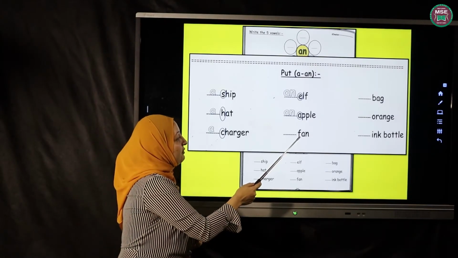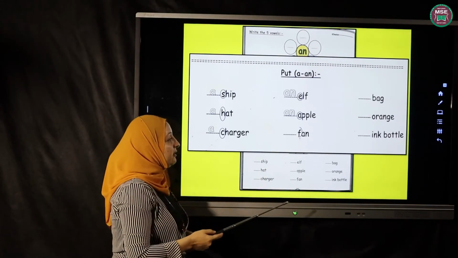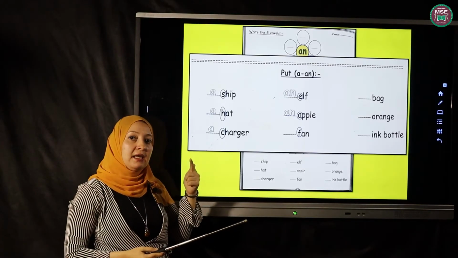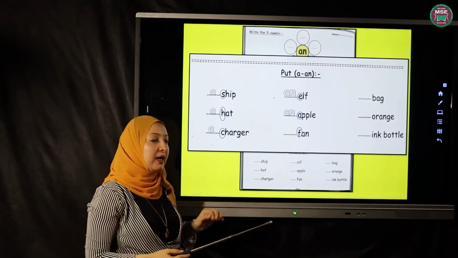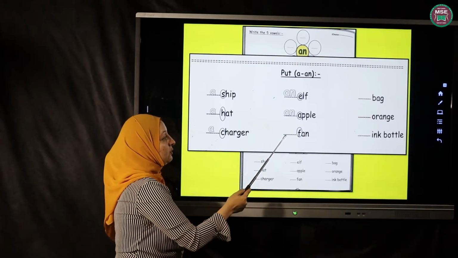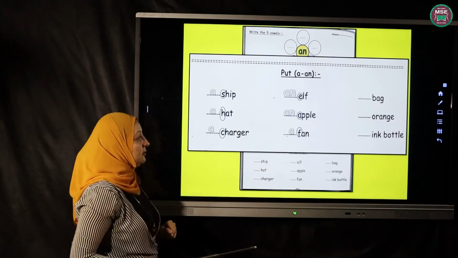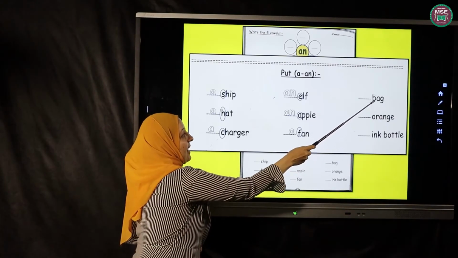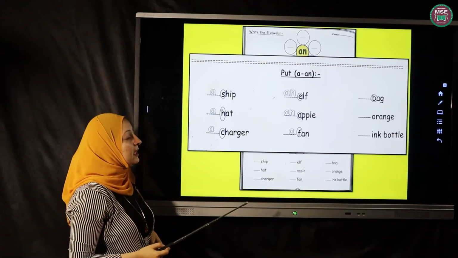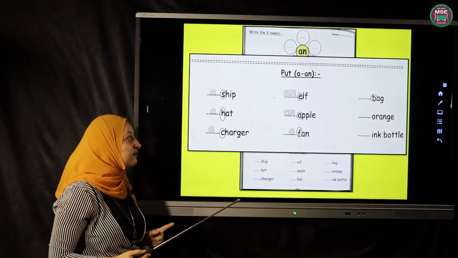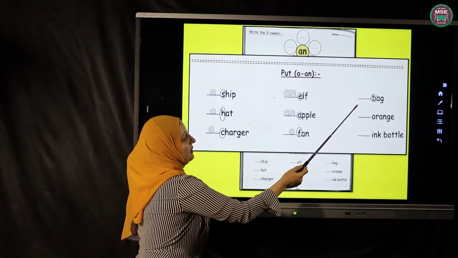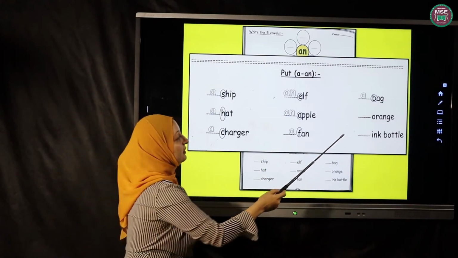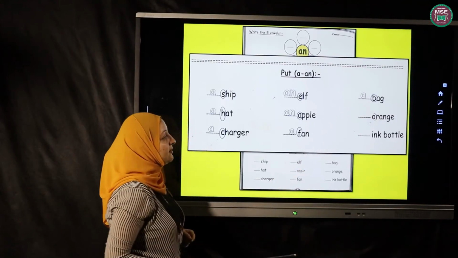Let's move to this word, fan. We circle the first letter, which is F. Okay, is F one of the 5 vowels? A, E, I, O, U. I didn't say F. So we will put Mr. A. Okay, let's go to the other exercise here. Bag, circle the first letter, B. Is B one of the 5 vowels? Ask yourself this question, always. B is not one of the 5 vowels. Gonna put Mr. A.